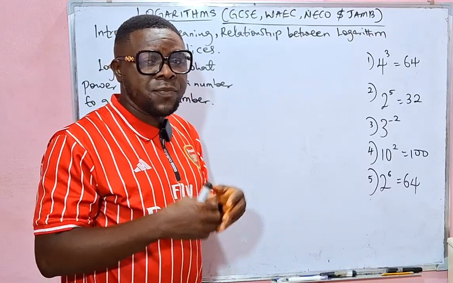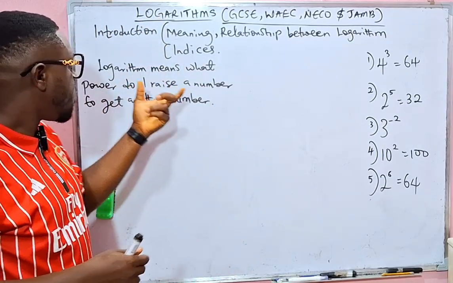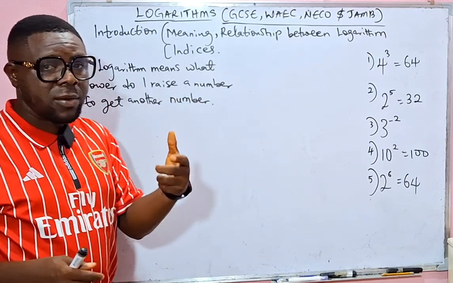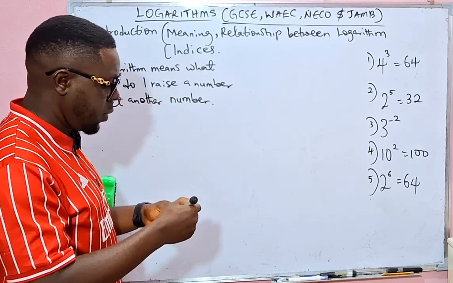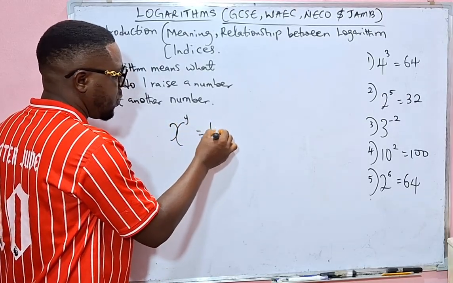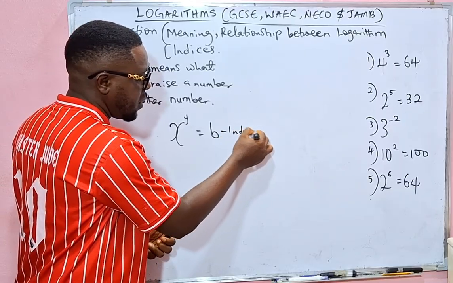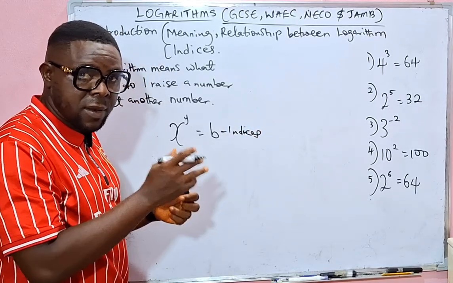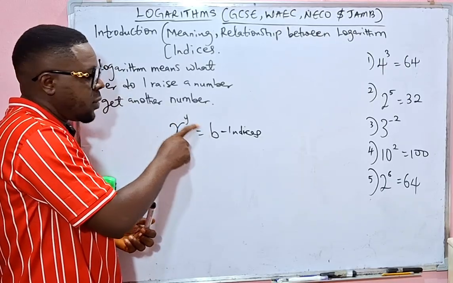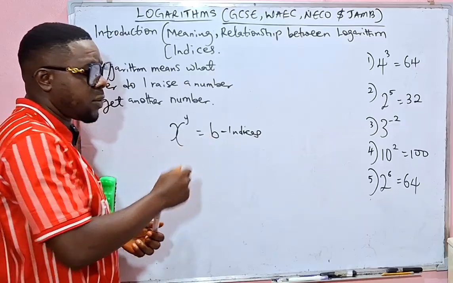Now what is logarithm? Logarithm is that power. Logarithm means what power do I raise a number to get another number. For example, what if I have x to the power of y is equal to b? This is in indices form. So we are asking what power will I raise x to get another number. That is, if I raise x to the power of y, I will get b.